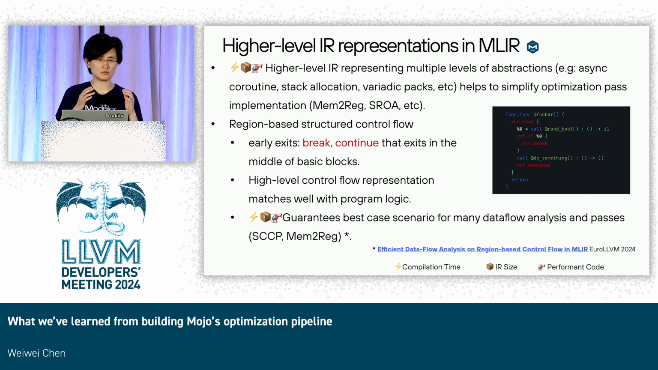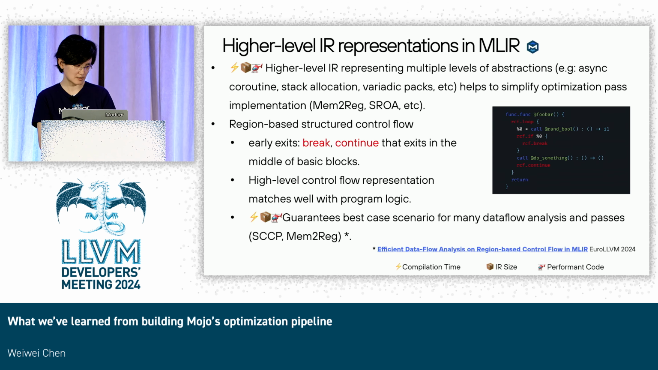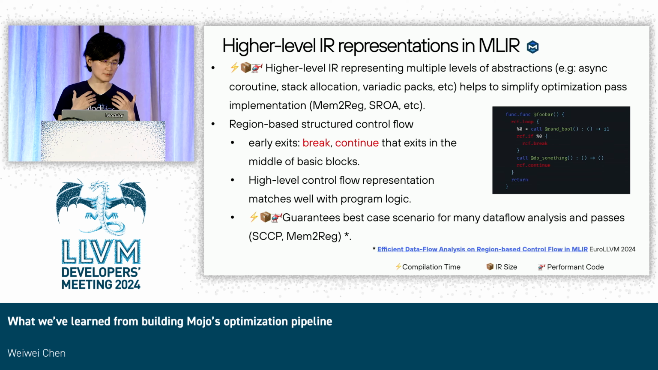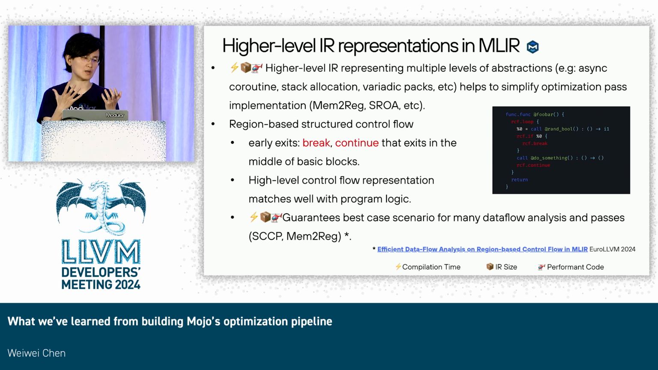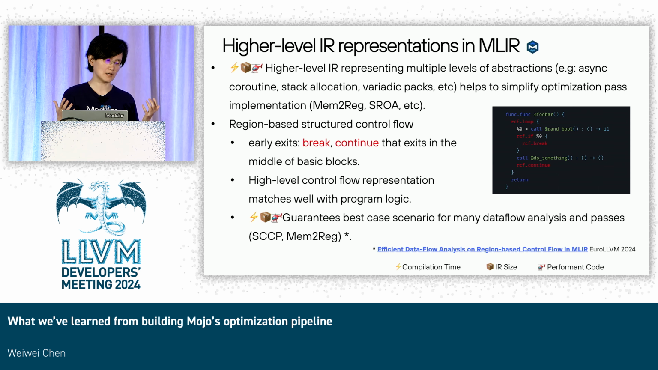In addition to keeping the IR size in check at the MLIR level, implementing some of the optimizations at the MLIR level is also very beneficial because we have a higher-level IR representation there. For example, we have IR representations of async coroutines, like stack allocation, and some operations for variadic packs. So they have more meaning to the program, which can help us simplify the implementation of the optimization passes.